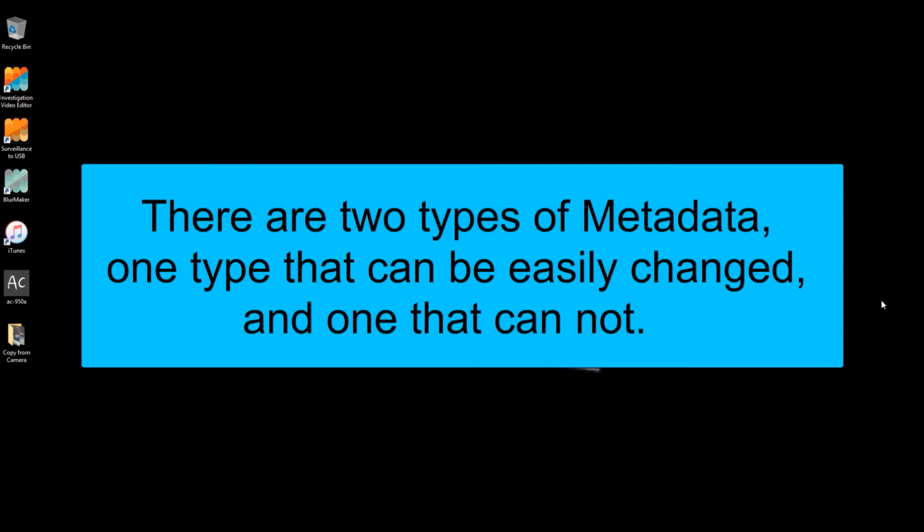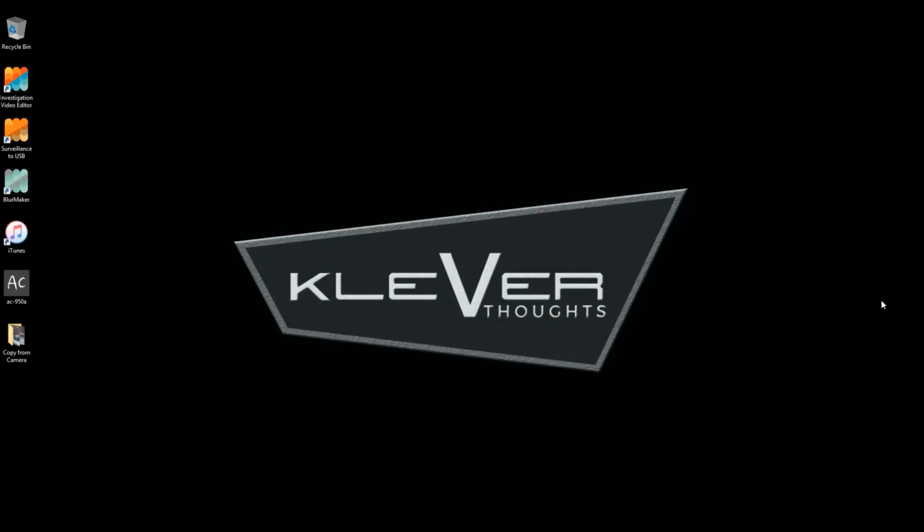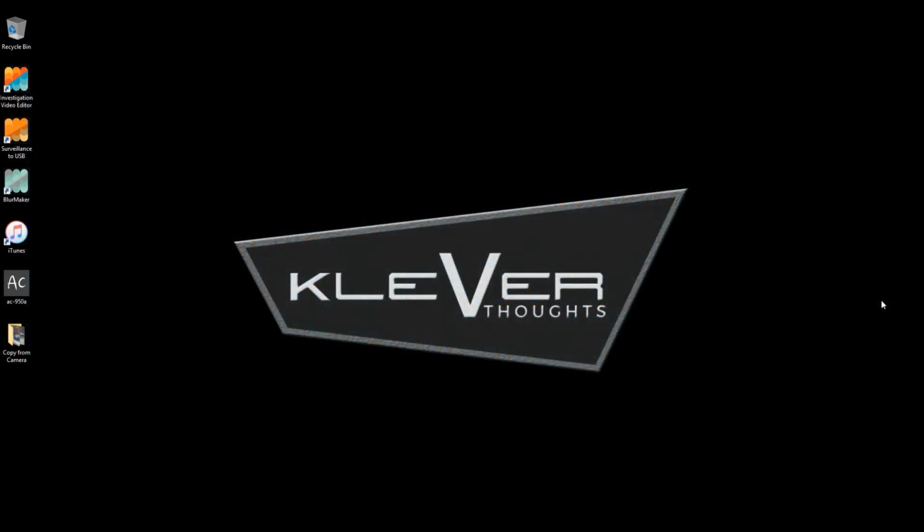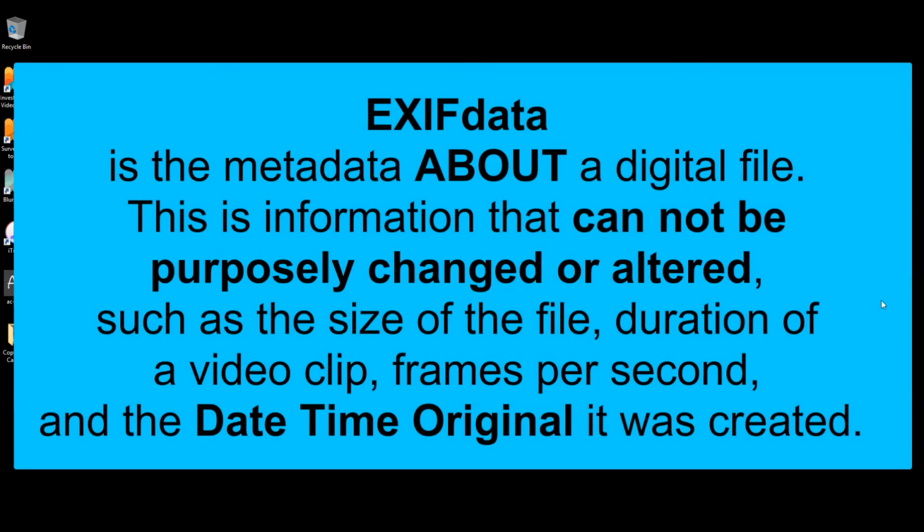In closing, there are two types of metadata. One type that can be easily changed and one that cannot. Attribute metadata is information that is attached to a digital file, such as the name of the file, the date it was created, the date it was modified, or the author of it. Properties that can be changed. EXIF data is metadata about a digital file. This is information that cannot be purposely changed or altered, such as the size of a file, duration of a video clip, frames per second, and the date time original it was created.